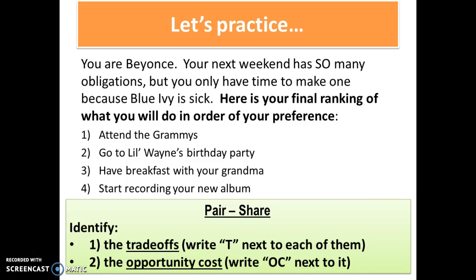Okay, let's take a look at this together. Since this is the final order of what you will do, it means that number one is what you're going to do. This is the choice that you make. All of the other ones are going to be a trade-off. And your opportunity cost is always your second choice. So if this is the order of what you were going to do, this is what you do. That means number two is your second choice. That's also your opportunity cost.